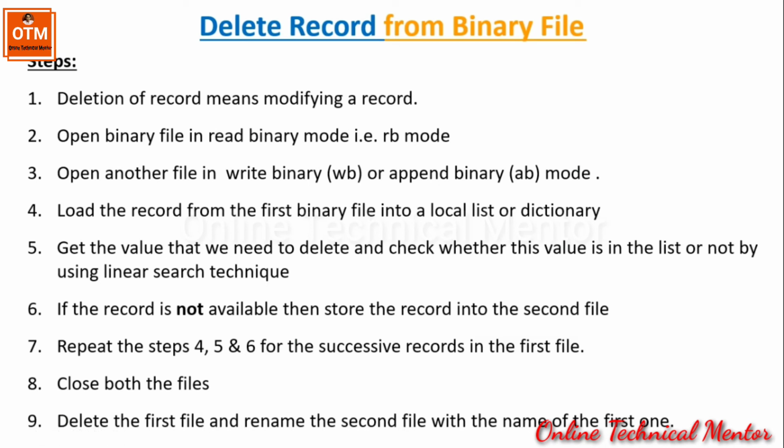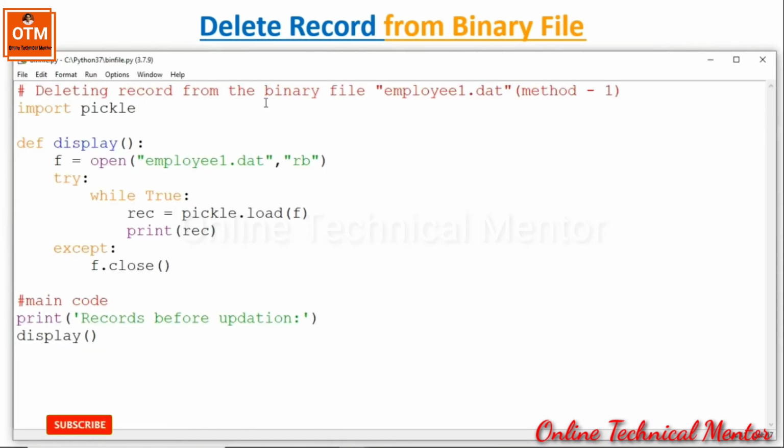So this sort of technique I've already shown you during modifying a record. In this case also I will show you the two methods. Let's begin the first method. Deleting a record from the binary file employee1.dat, method 1.